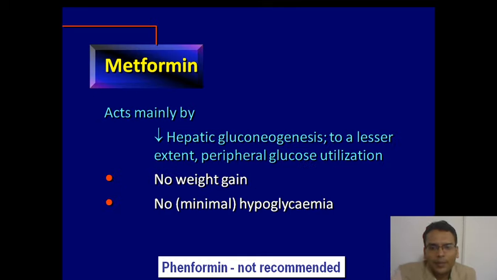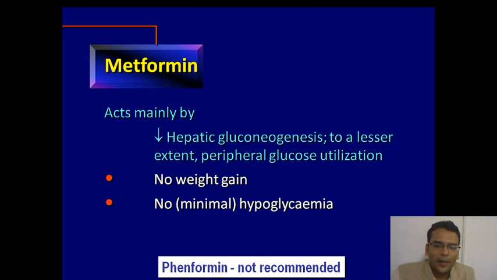Coming on to metformin, it mainly acts by decreasing hepatic gluconeogenesis, and also prevents peripheral glucose utilization. It is not associated with any weight gain, rather it can cause modest weight loss, and there is no risk or minimal risk for hypoglycemia with metformin. Phenformin was an agent in this class which has been banned these days.